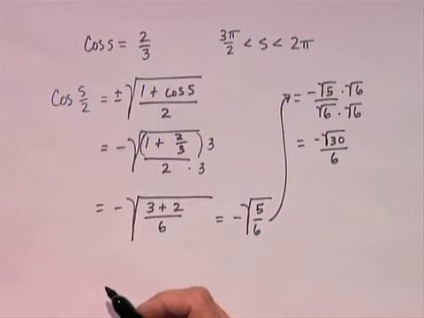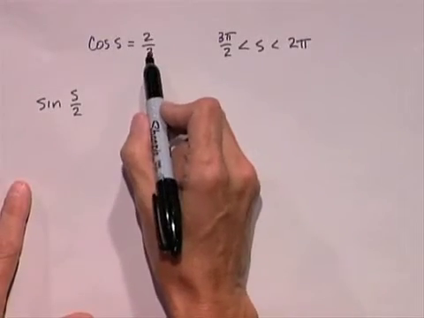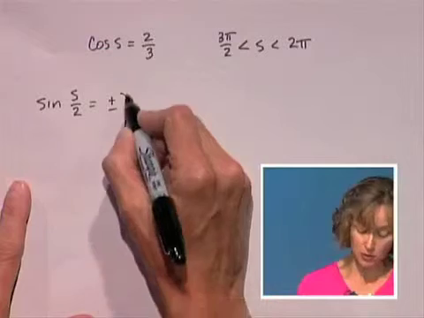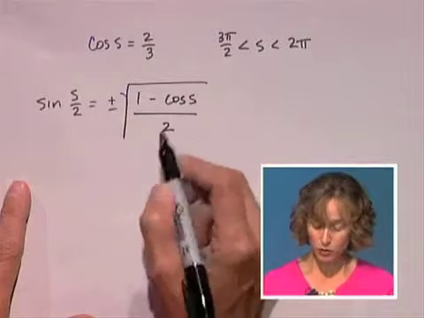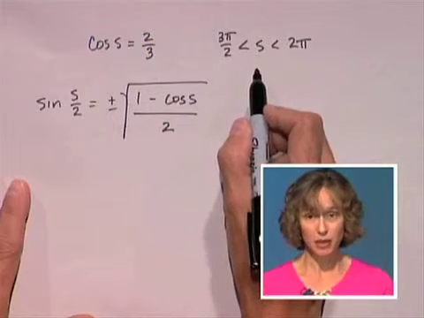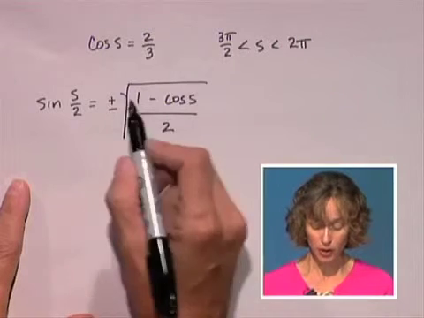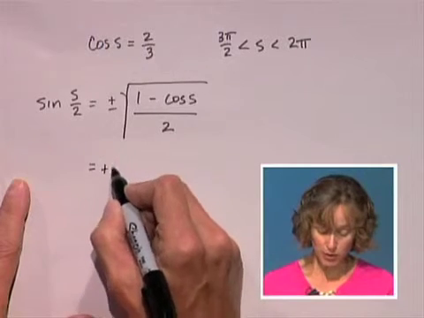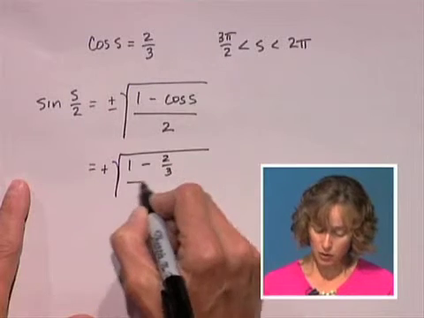Well, let's continue and find the sine of s over 2. I know the cosine of s is 2/3, and s is in quadrant 4. I have two choices. I have either positive or negative the square root of (1 minus cosine s) all over 2. Well, if s is in quadrant 4, half of s is going to have to be in quadrant 2, if you think about having an angle that ends up in quadrant 4. In quadrant 2, the sine is positive, so I'm going to use positive the square root of (1 minus the cosine of s), all divided by 2.